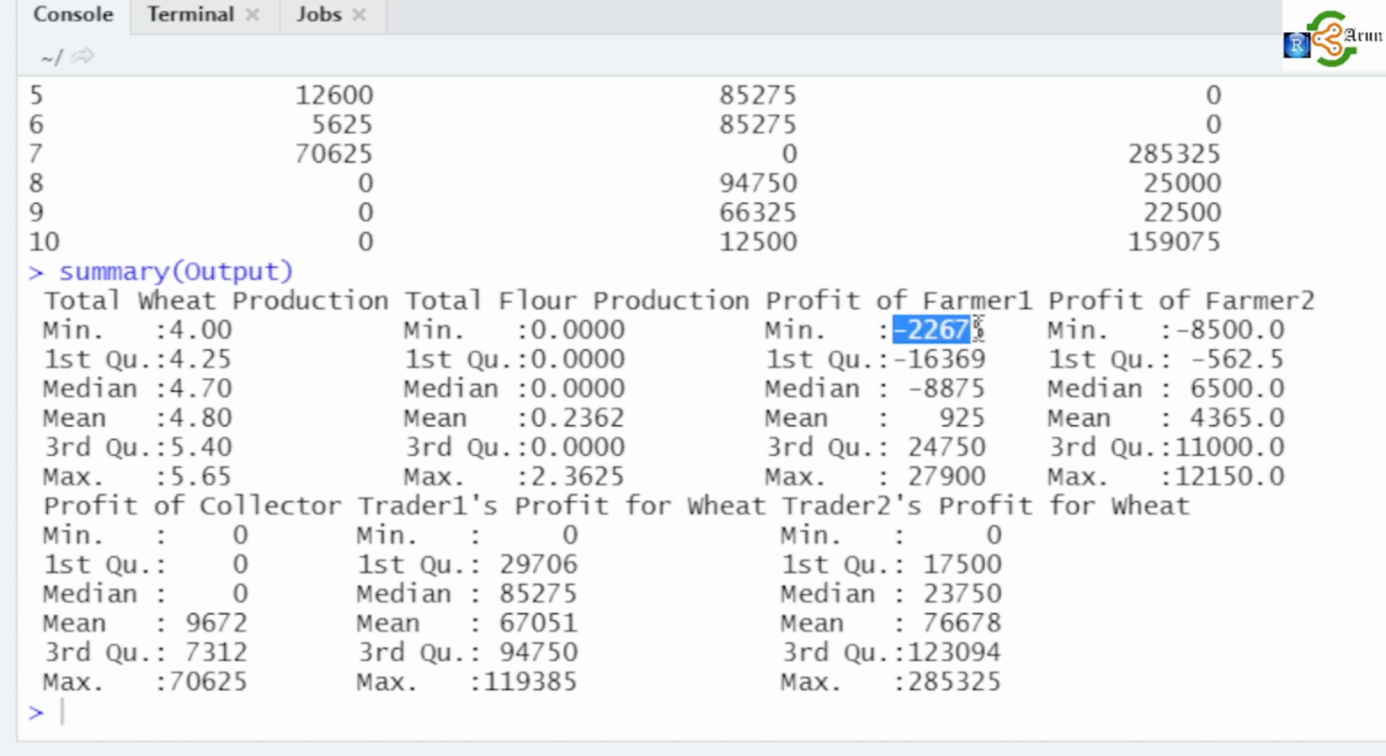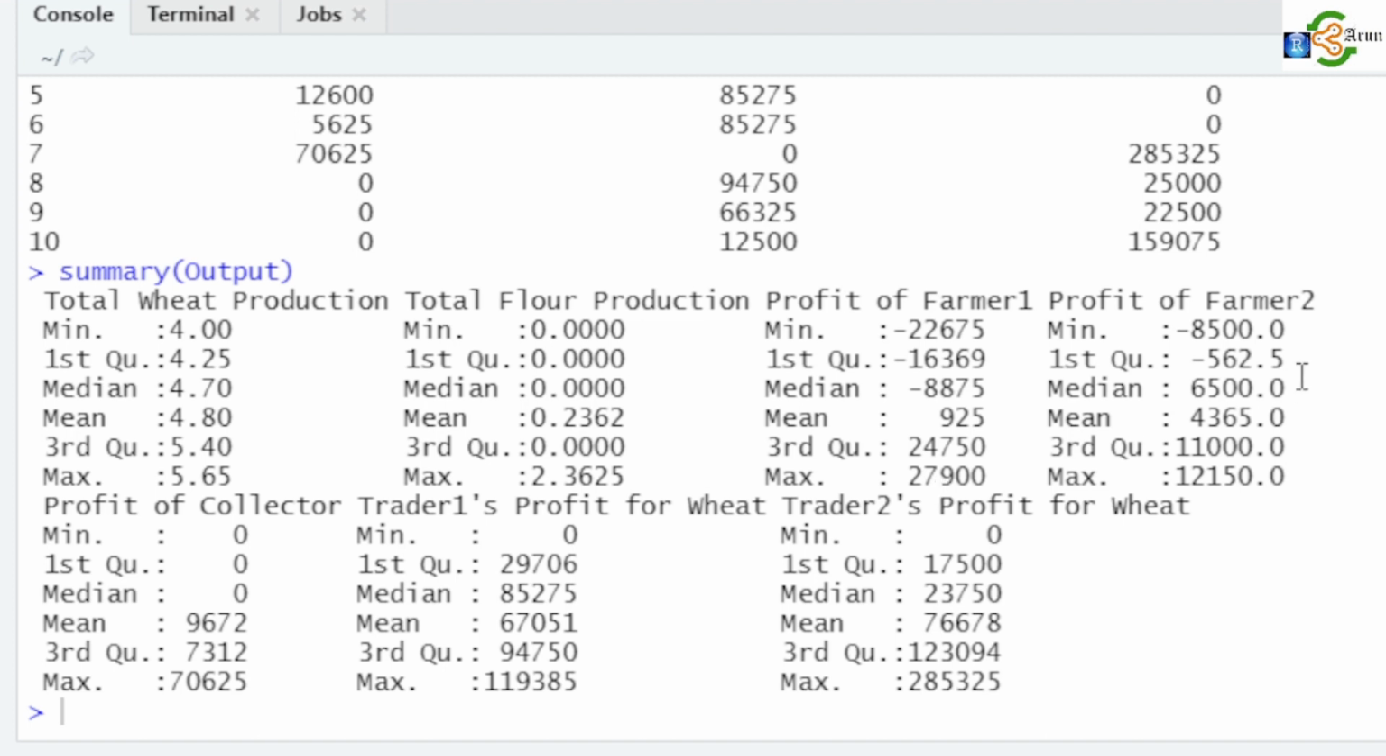At some instances, farmer one incurs losses. You saw previously about the extreme weather condition and the infestation of disease pests at several levels. So in this case, the maximum loss incurred by farmer one is 22,675, and the maximum profit farmer one earned is 27,900 rupees. What about the mean? On average, the profit is just 925 rupees for farmer one.